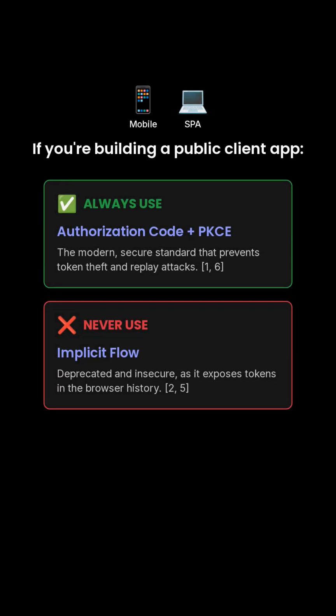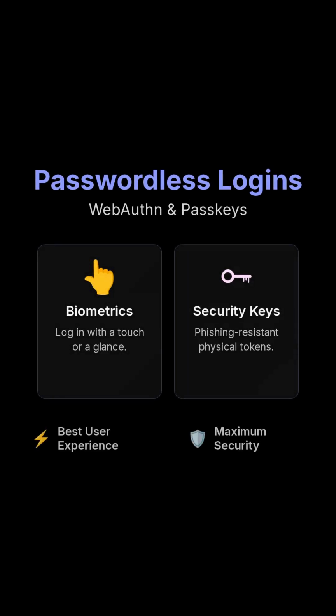If you're building a SPA or mobile app, always use the authorization code flow with PKCE. Never use the implicit flow. For the best user experience and security, add passkeys or WebAuthn for passwordless logins, leveraging biometrics or security keys.